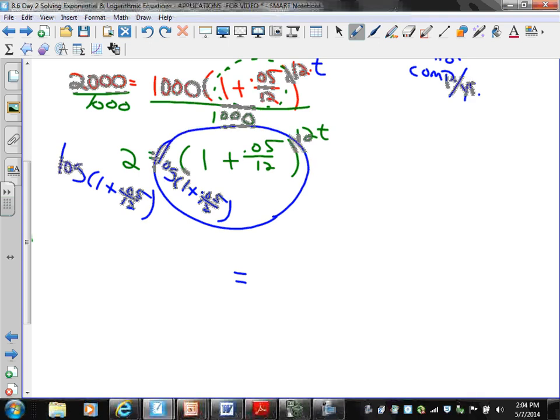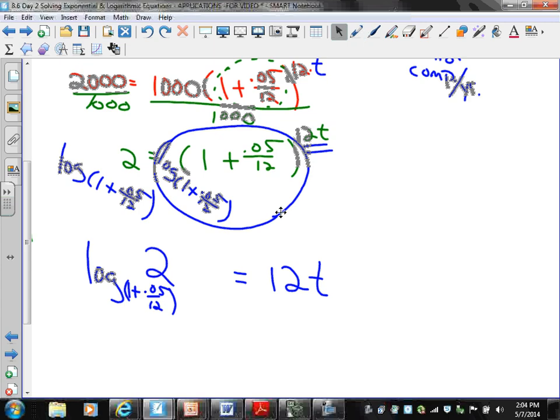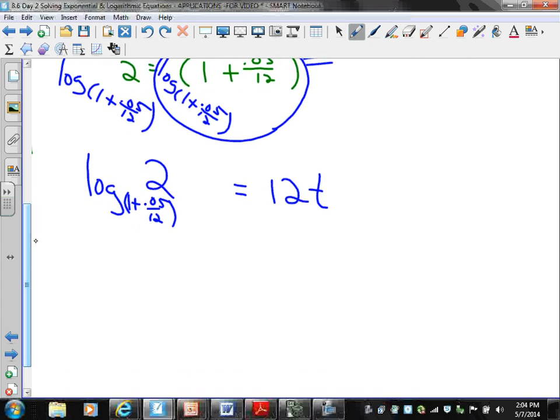On the left side, I have log base 2 of (1 plus 0.05 over 12). Okay, kind of a weird looking base, but that's what we get. So again, I just used the logarithm as an operation to help me unwrap that exponentiation. And then I can divide all this by 12 here, and I'm certainly going to go to the calculator to help me evaluate this.